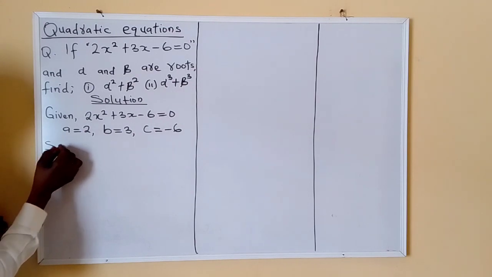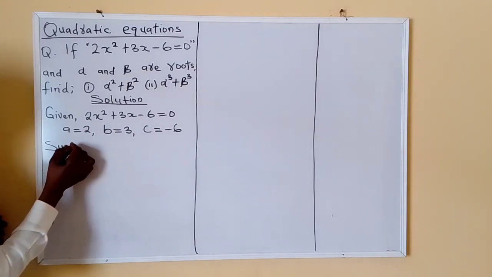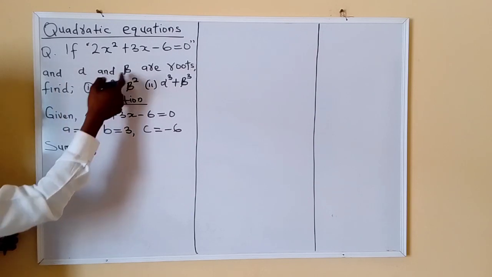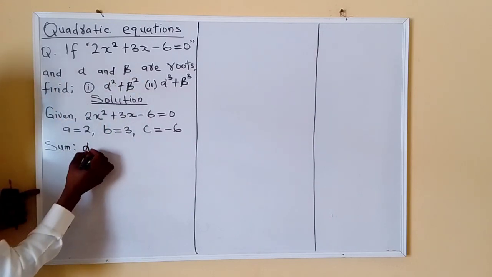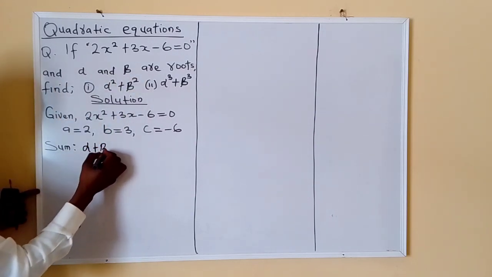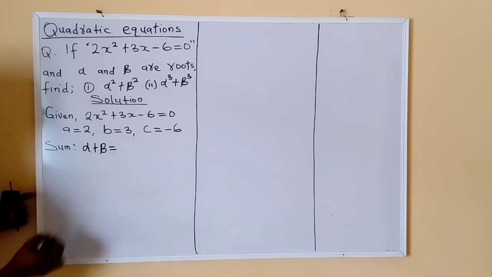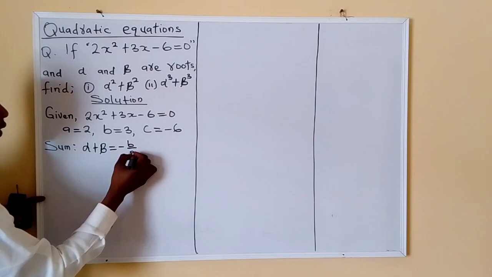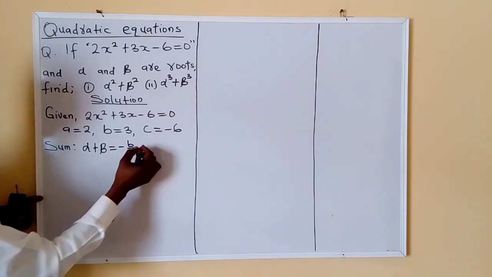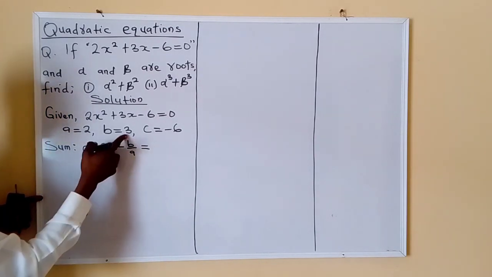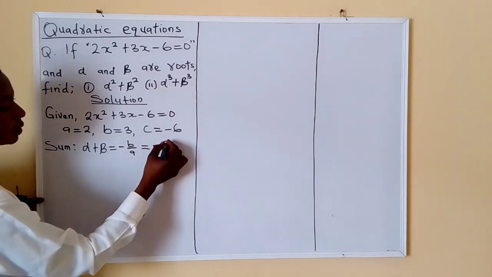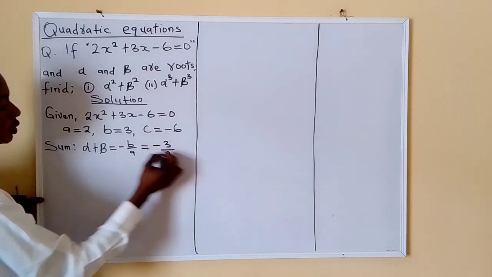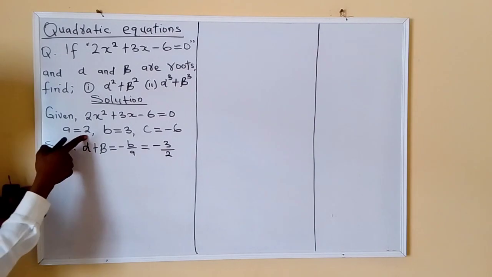The formula for the sum of roots, that is, the roots are alpha and beta. If we add them, alpha plus beta, the formula for the sum of roots is minus b all over a, which will be equal to, our b is 3, so it will be minus 3 all over 2, because our a is equal to 2.